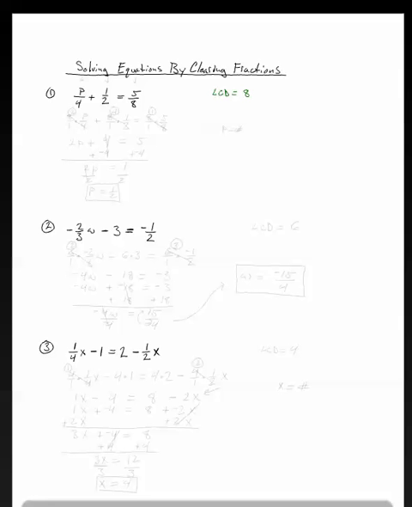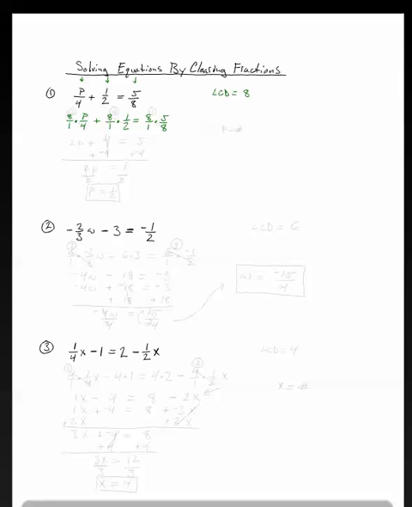Once I have the lowest common denominator, then I'm going to multiply each of my terms, and in this case I have 1, 2, 3 terms. I'm going to multiply each of those terms by 8, and if it's a fractional term, I'll use 8 over 1. So now I do 8 over 1 times p over 4 plus 8 over 1 times 1/2 equals 8 over 1 times 5 over 8. So I've multiplied each of my terms by 8, or 8 over 1.